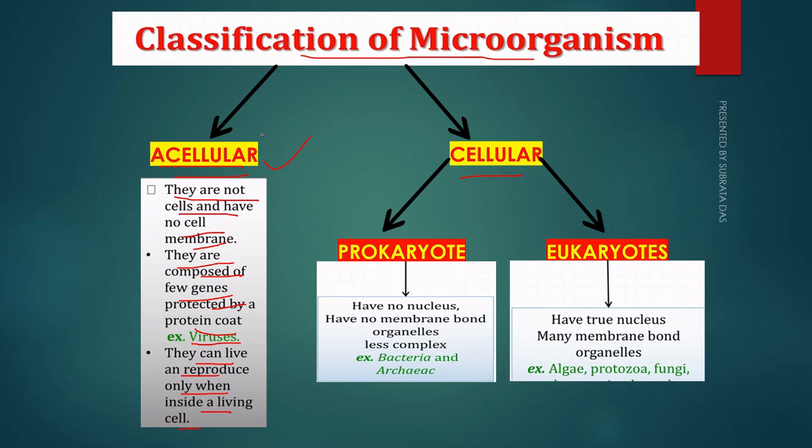Okay, so this is the acellular group, and the cellular type microorganisms are further classified into prokaryotes and eukaryotes. Prokaryotic microorganisms have no nucleus and no membrane bound organelles, like mitochondria, Golgi bodies, or ER complex. Examples of prokaryotic microorganisms are bacteria and archaea.